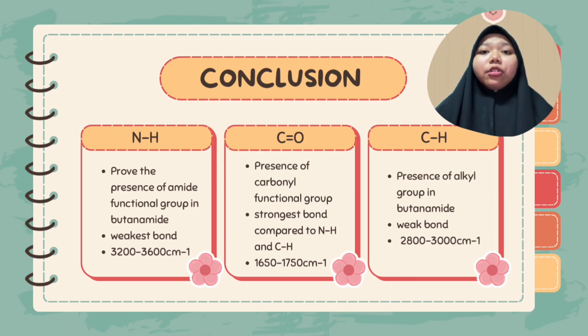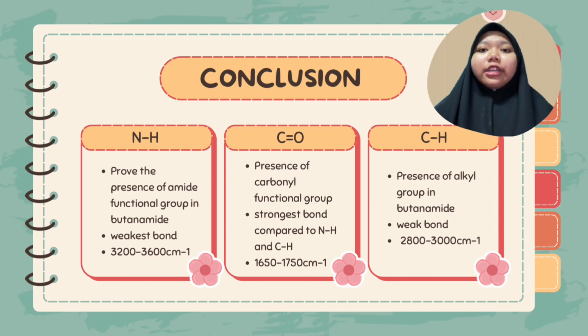Secondly, the C=O, which is the carbonyl group, is the strongest bond as the stretch is the strongest one compared to the NH bond and CH bond. So we can see it between 1650 to 1750 in the spectrum. Okay, lastly is the presence of the alkyl group, which is the CH bond, present in the spectrum. This is a weak bond where we can observe it between 2800 to 3000 cm-1 in the spectrum.